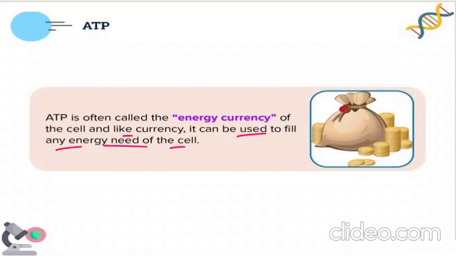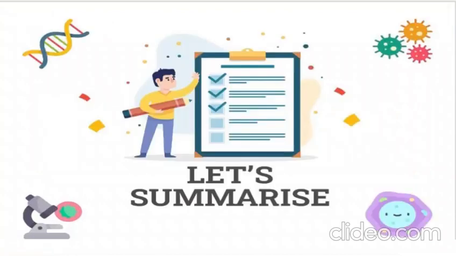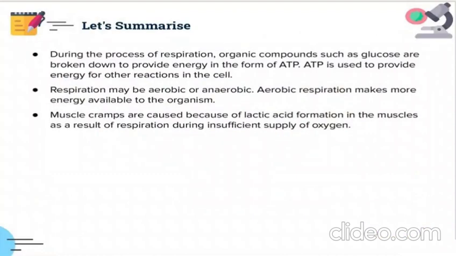So students, this was all about today's session. Let's quickly summarize what we studied today. During the process of respiration, organic compounds such as glucose are broken down to provide energy in the form of ATP. ATP is adenosine triphosphate. It is the energy currency. It is used to provide energy for other reactions.